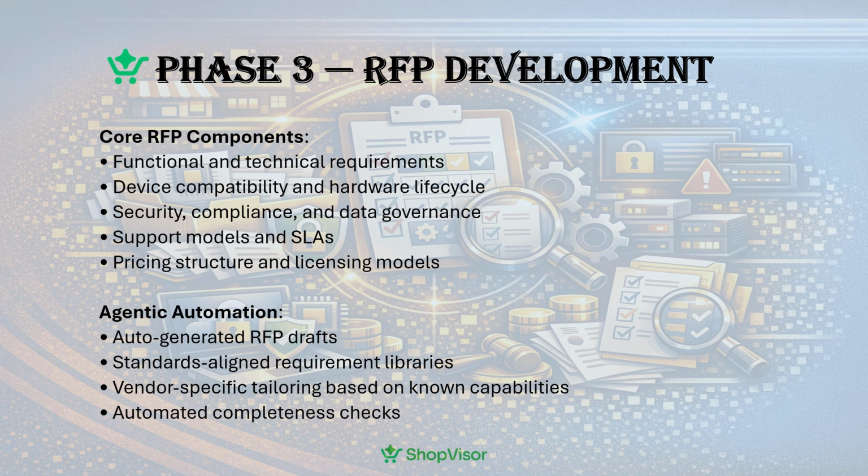That's embedded in ShopVisor. So agentic automation gives you the auto-generated RFP draft that's tailored to your specific needs. It's a standard-aligned requirements libraries. That's the basis for it. Vendor-specific tailoring based on known capabilities. Do they really match what you need? And then automated completeness checks.